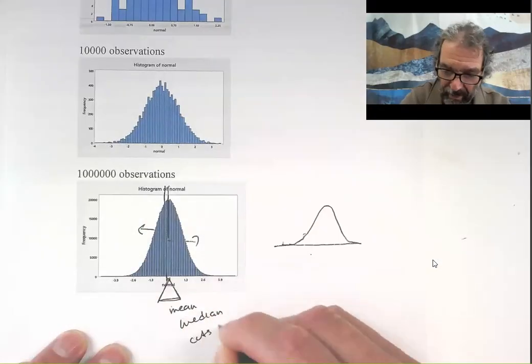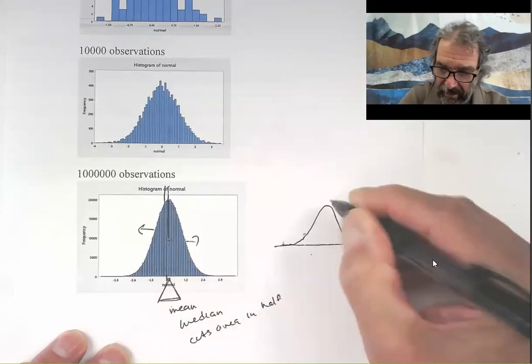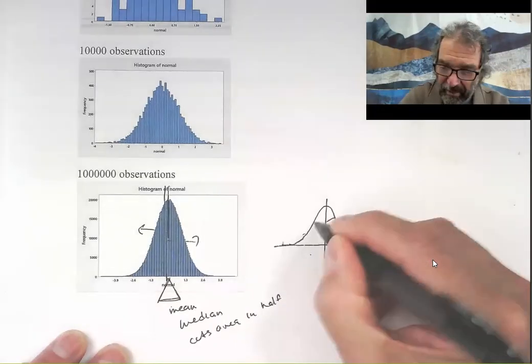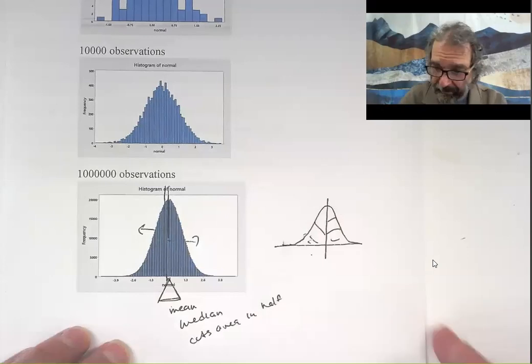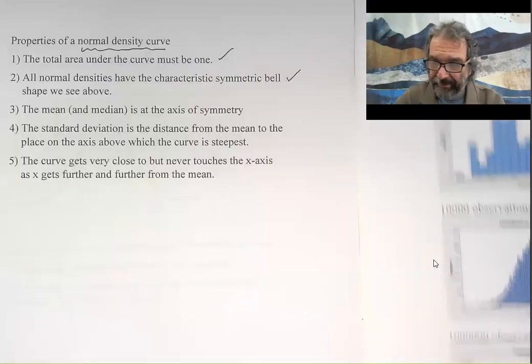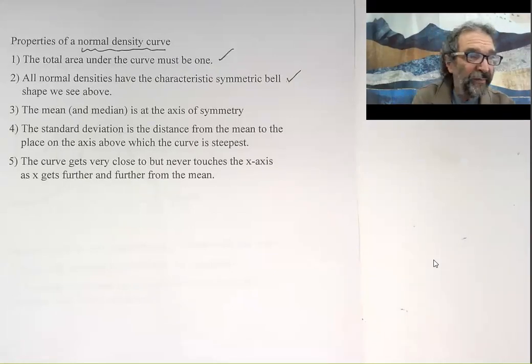That cuts the area in half. Oh, you go like this, yeah. And cut the area in half. So this side and this side would have the same area. So we can look at the curve and notice where that is. True. And then we get to some more details.